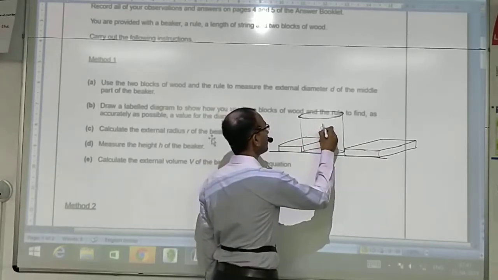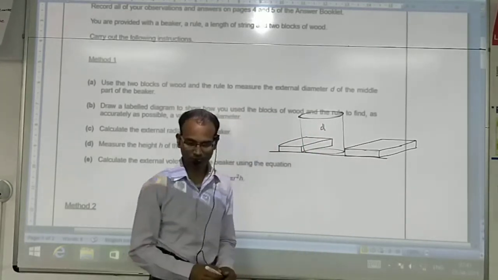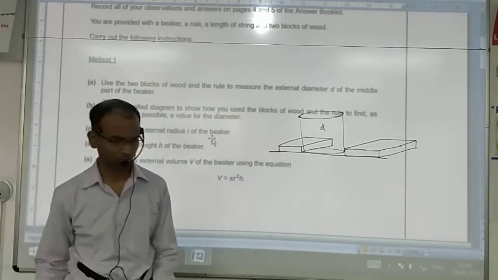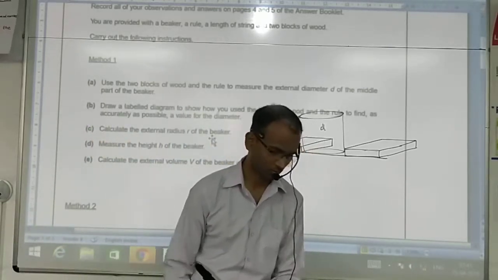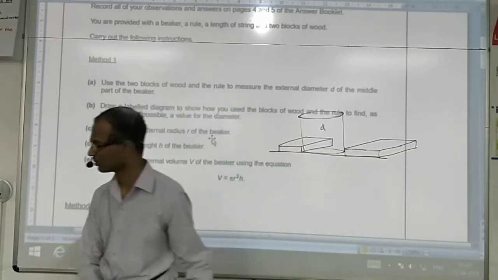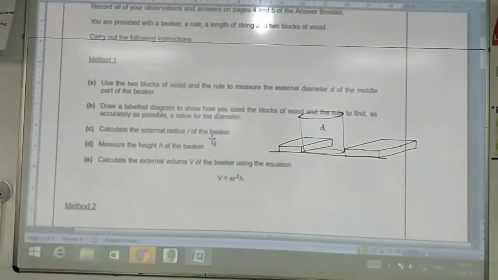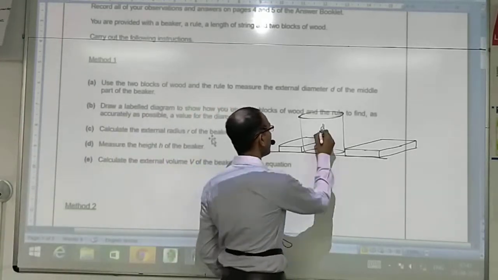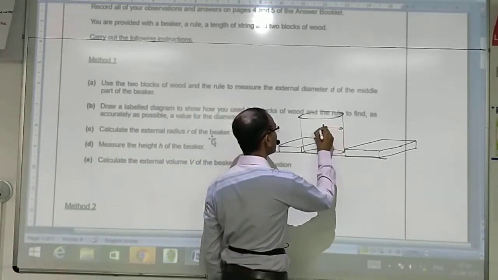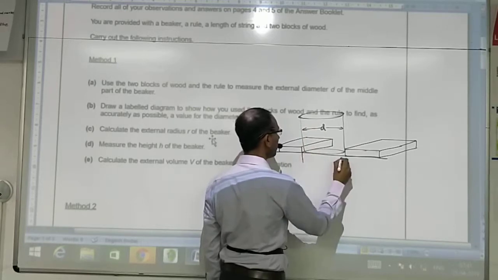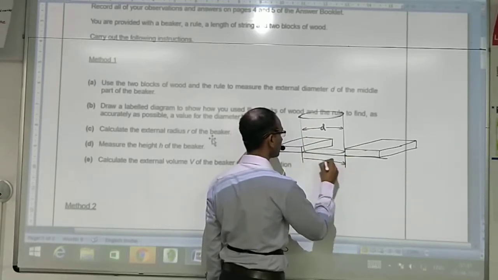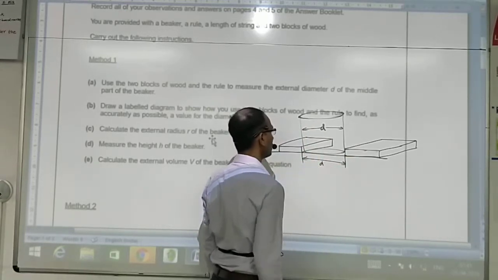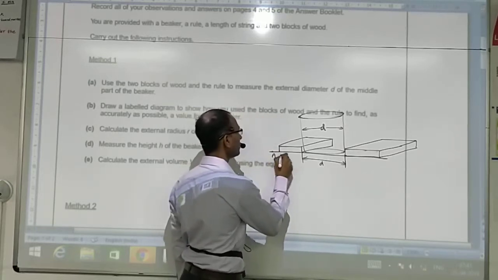So this is the diameter. So this is the diameter of the beaker, which will be equal to this distance. So this is say line AB.